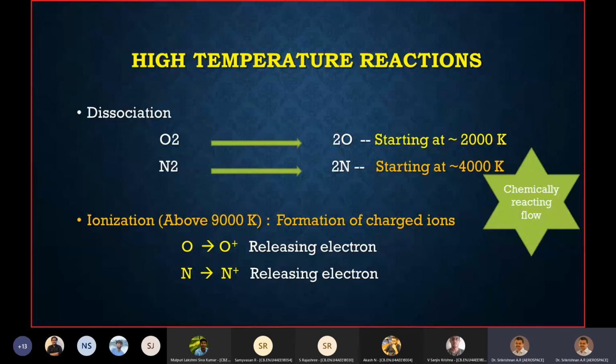I had just left out the details of this because I was exceeding the time. But just keep in mind that the dissociation of O2 is O2 breaking into 2O, the atomic oxygen, and N2 nitrogen breaking into 2N, and it starts at 4000 Kelvin. And ionization is the formation of O2 plus, O plus, N2 plus, N plus. I mentioned them verbally, but they are shown in the picture also.